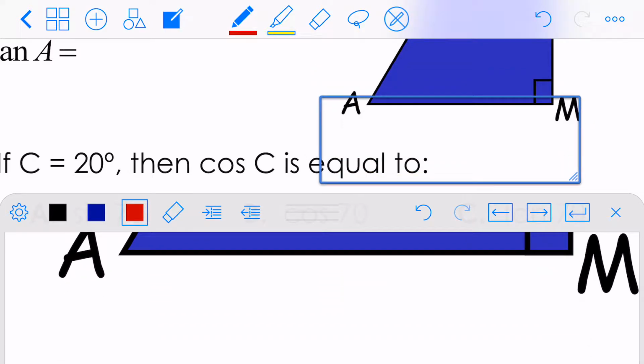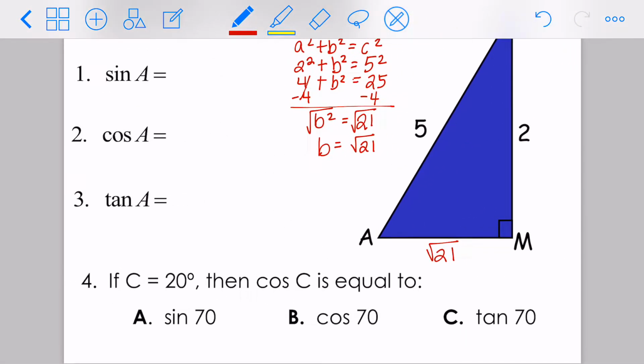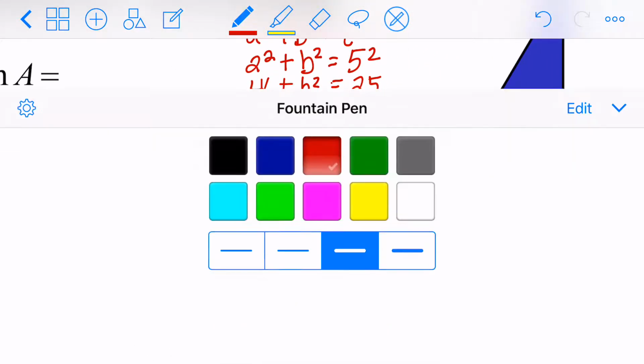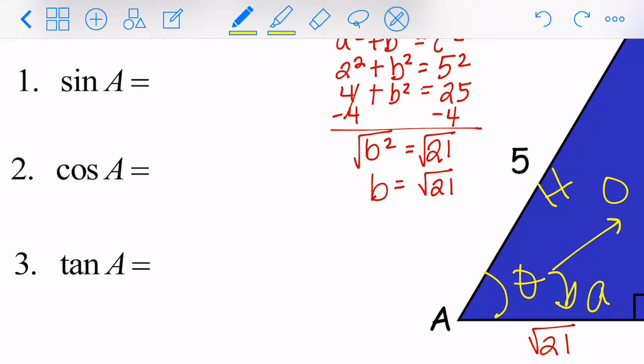So this tells us that this side is square root of 21. Now it's asking us for sine of A. From the perspective of A, A right here is going to be theta. So across would be our opposite, this would be our adjacent, and of course 5 is going to be your hypotenuse. Now we have everything we need to set up our ratios.